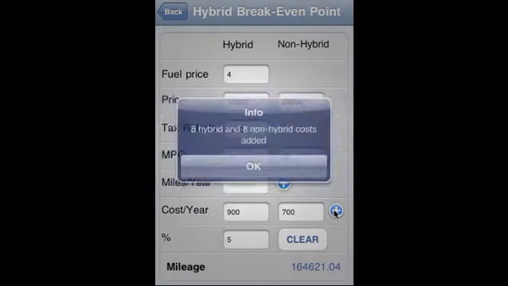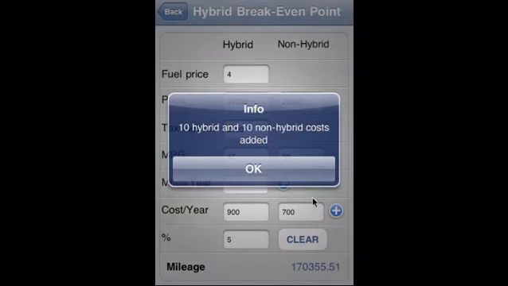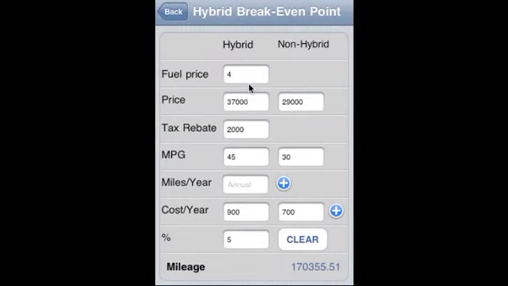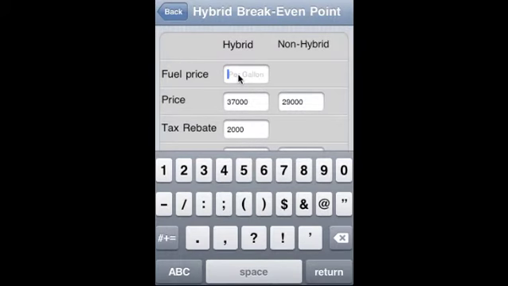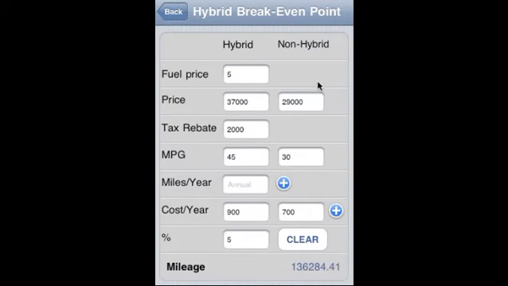So that reduces. So you see that? Okay. Now let us say gas price is $5. So you see this.